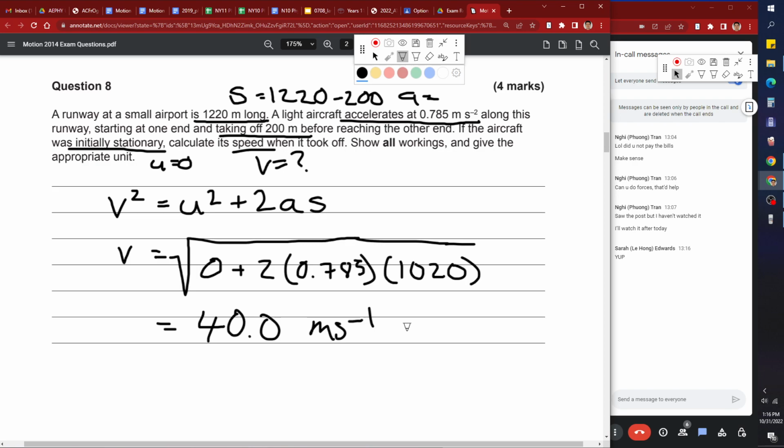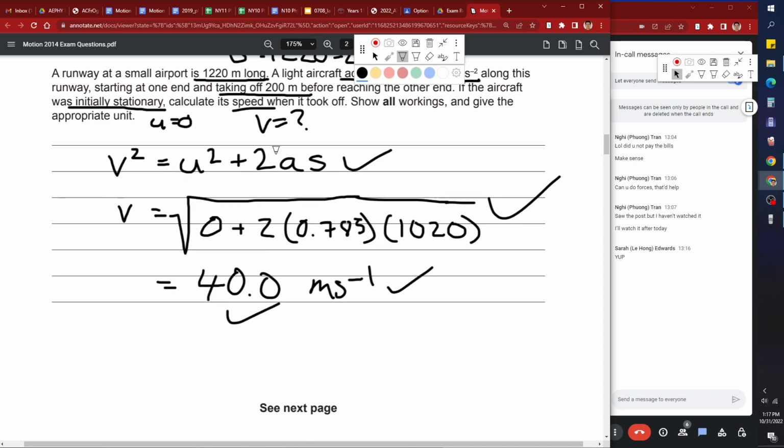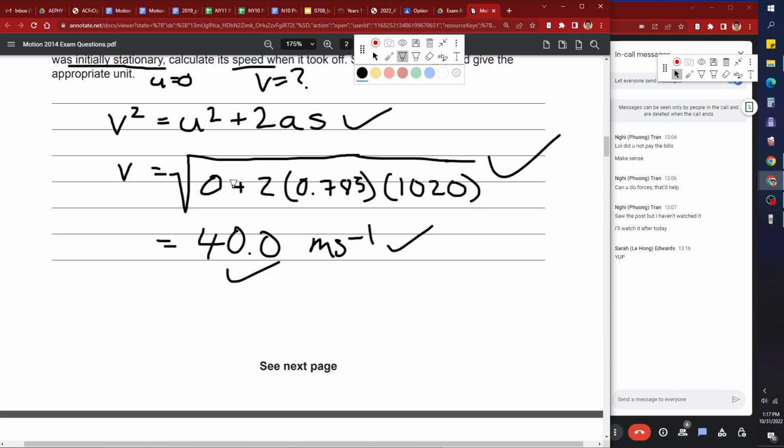So that was question number 8. It says give the appropriate unit, so I guess you get a mark for that, that one, that, and that. Or at least for this part here, understanding that the distance is minus that 200. Please be careful when you read the questions to understand things like that. That can easily be overlooked, and you plug in this number here.